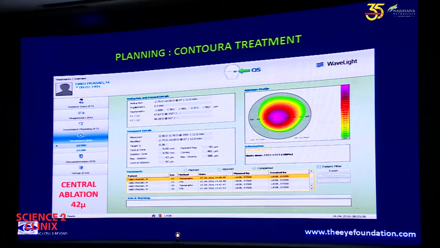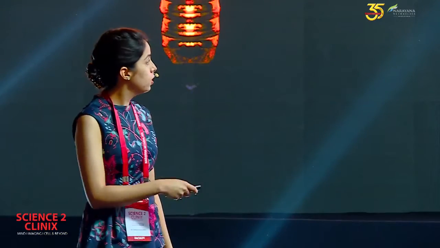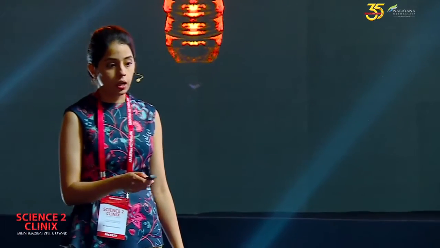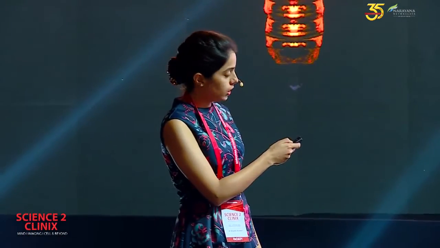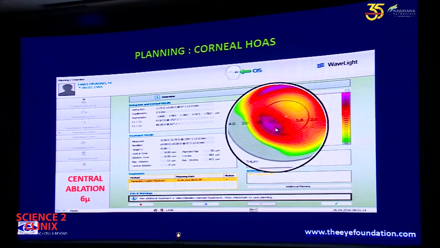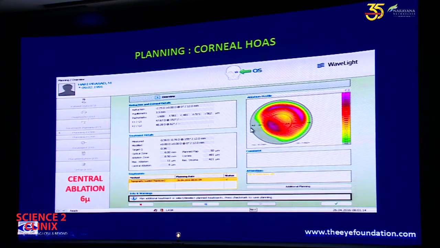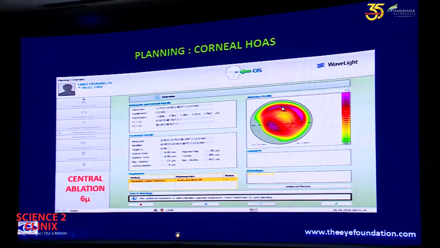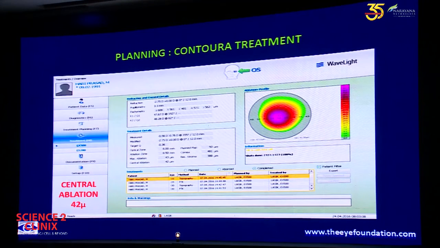So the Contoura would combine both. It would give you a combination of the wavefront optimized and the topo-guided irregularities, and this is the final map that you'd get. You'll notice that the difference in the ablation between the two is not very high. Only doing a myopic correction, the central ablation here is around 36 microns. When we just correct the higher order aberrations, this is the coma in the center. This would require an additional central ablation of about 6 microns, and you could see the trefoil in the periphery. When you combine both, you get a final ablation pattern like this.